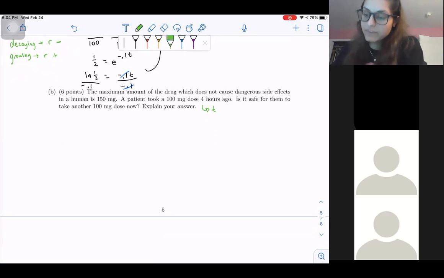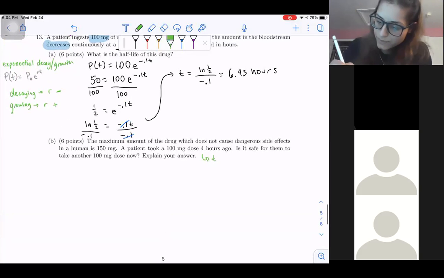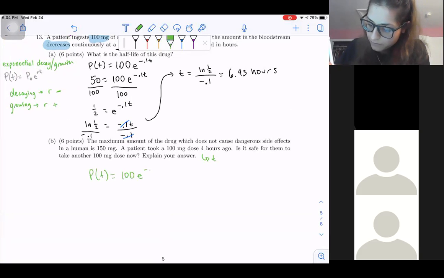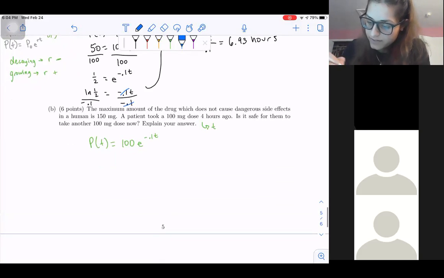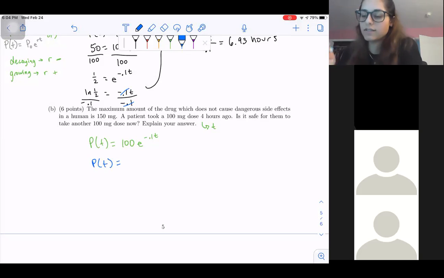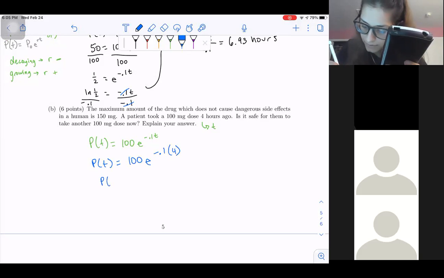Yeah, okay, so plugging in 4 for t. Our equation was P of t equals 100 e to the power of negative 0.1 t. We'll plug in 4 for t, so we'll get P of t. Remember, P of t is our final dosage in the bloodstream, equals 100 times e to the power of negative 0.1 times 4. All right, and then we just put it in the calculator. 100 times e to the power of negative 0.1 times 4. We get P of 4 equals about 67.